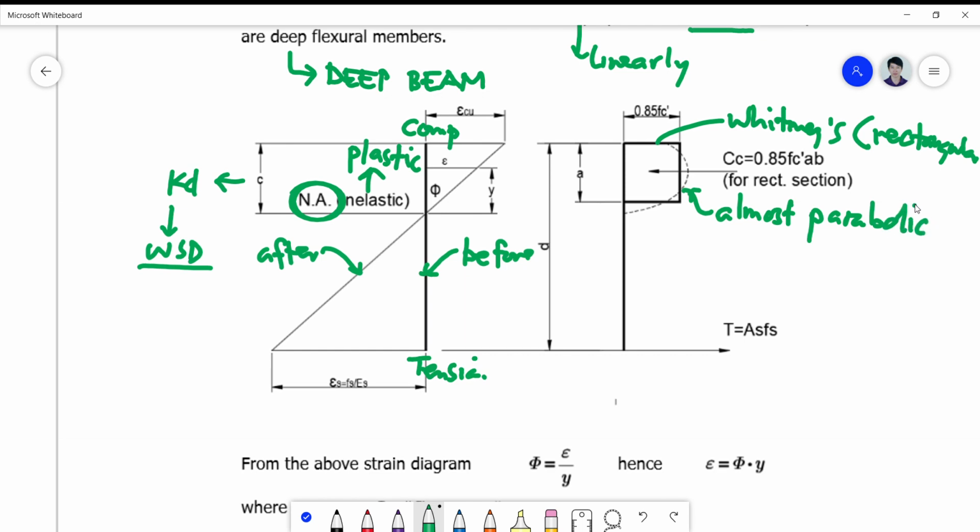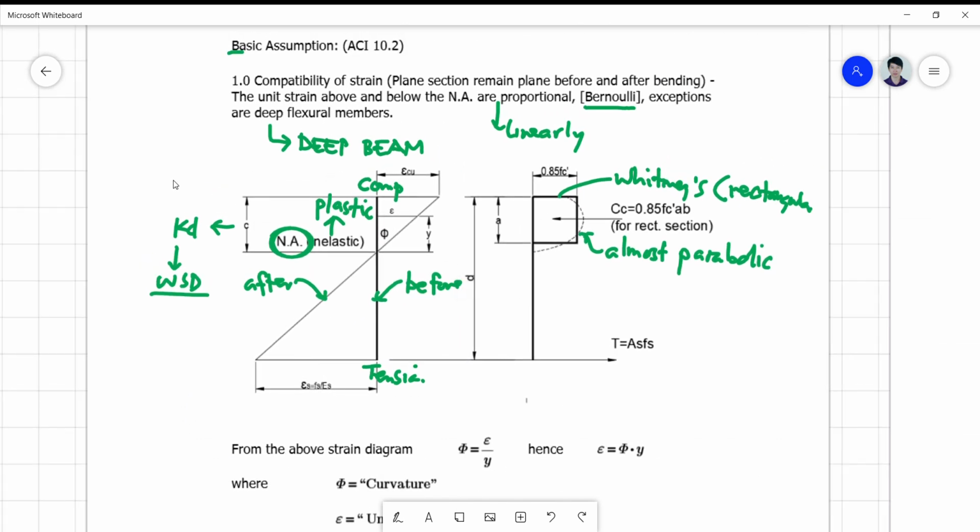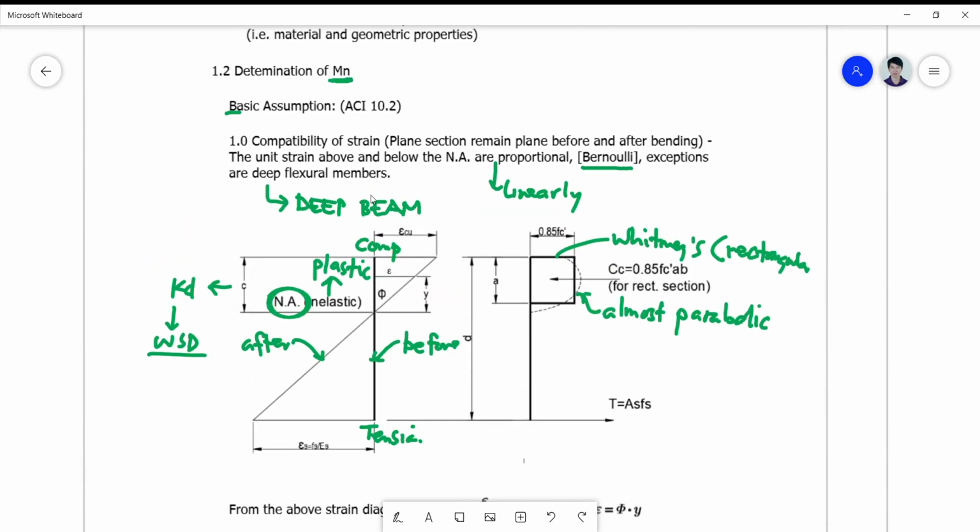If you look into the tests conducted by the PCA, the Portland Cement Association, and the modified models by Hognestad and so forth, we have now here the two diagrams which are needed to come up with the determination of the value of your Mn. Without this diagram here, we cannot solve Mn. So we need this strain and the stress distribution diagram.